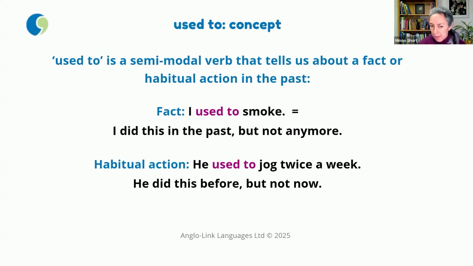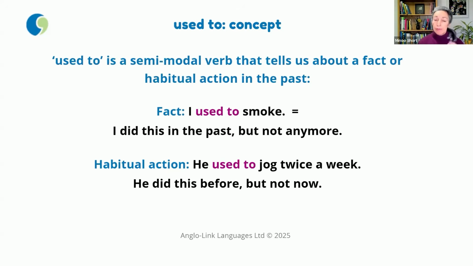And what is its concept? Used to tells us about a fact or habitual action in the past. For example, a fact can be, I used to smoke. What does this mean? It means I did this in the past, but not anymore. For a habitual action, we could say, he used to jog twice a week. What does this mean? He did this before, but not now.